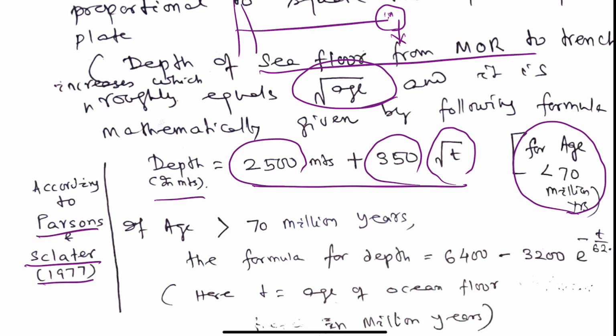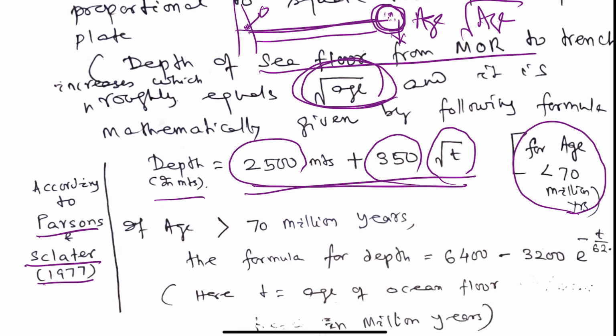Then we have to see what the age of this rock is, because here its age is 0. As you go away, the age of the ocean floor increases. So, what is the age of the ocean floor at this point? The root of that age gives the depth of the ocean floor in meters at that point, as given by this formula. Roughly, the depth is proportional to the root of the age of the rock.